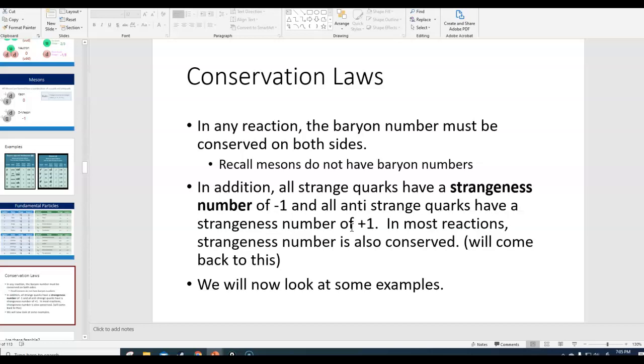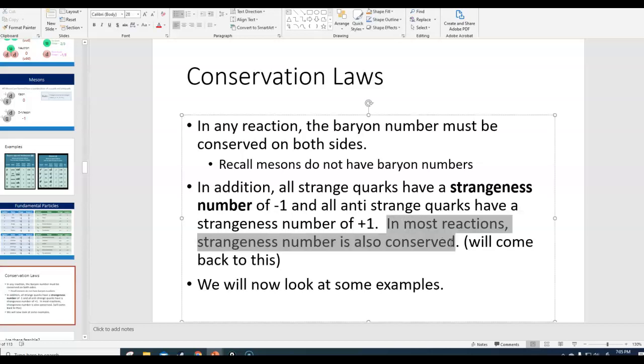In addition, all strange quarks have what's called a strangeness number of -1. All anti-strange quarks have a strangeness number of +1. In most reactions, the strangeness number is also conserved. Now, I will talk about conservation of strangeness number later because it's not conserved in every single situation. So the first 3 conservation laws, charge, lepton number, and baryon number, are always true. Strangeness is not always conserved, and we'll talk more about the situations where it's not conserved later. But you only have to worry about strangeness number when dealing with strange quarks. So a proton, which is up, up, down, has no strange quark, and has no strangeness number.